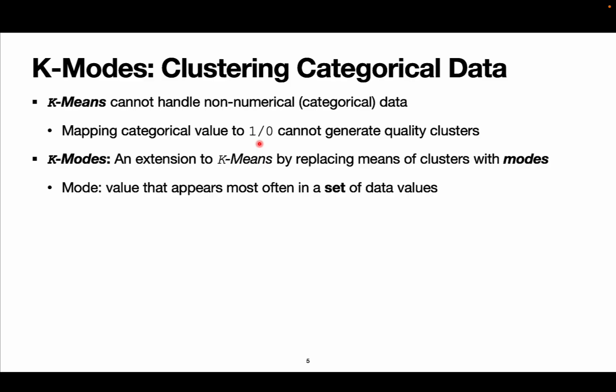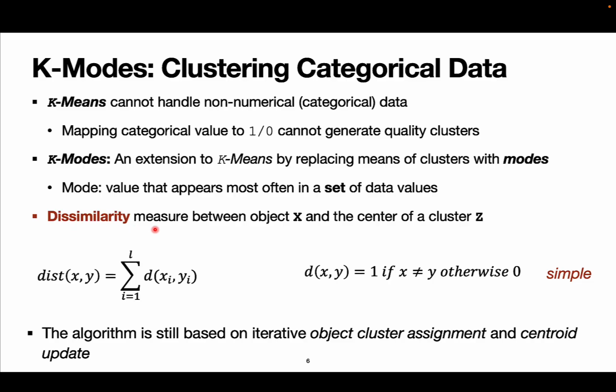this magnitude relationship. To solve this problem, k-modes replaces the means with the modes, which are the points that appear the most in a dataset. And for the dissimilarity measure, it's going to define a measure that is frequency-based. Here's a simple example. Suppose two objects are different, then we are going to assign a value like 1, otherwise it's 0. This is a very simple definition. It can be more involved to capture the variation of the categories in the dataset.